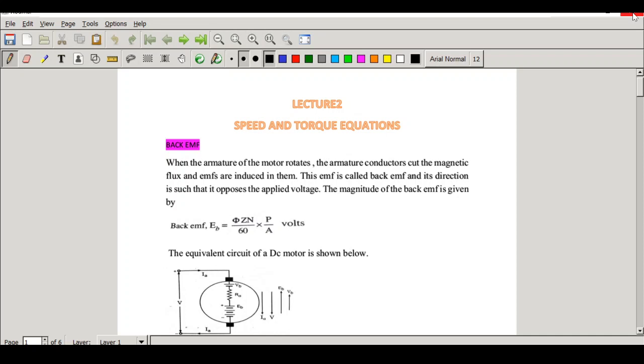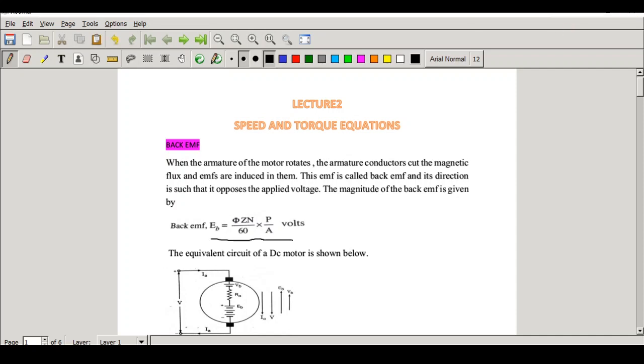Okay. Now it's the same as in the case of a DC generator. In the case of a DC motor also EMF is induced. Whereas in the case of a DC generator you call it generated EMF, in the case of a motor we call it back EMF. Okay, so we will discuss why this is called back EMF. The equation is the same. If you see the equation here, it is the same.